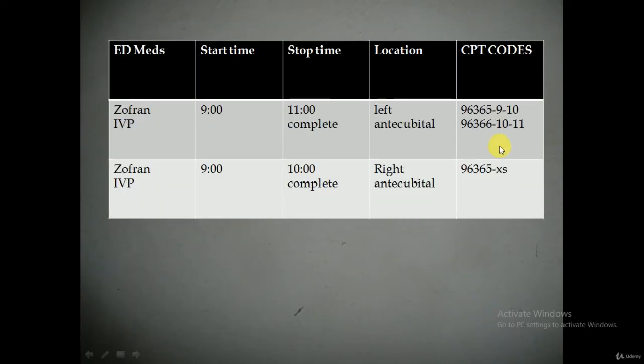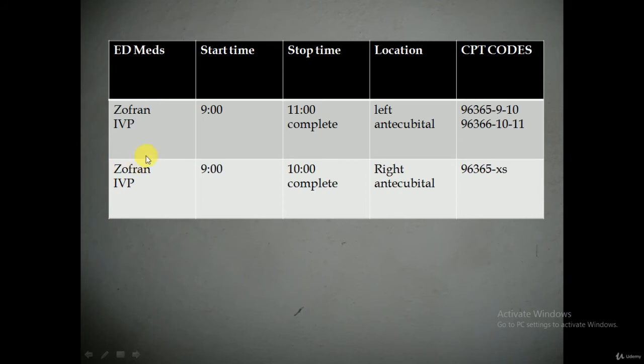That means the initial service is given to the right antecubital region. Okay, so this is the concept. When we give the same service, initial service 96365, but it is given with modifier XS. Why? Because it is given to a different anatomical location. See, this is the left and this is the right. So I am giving the same 96365, but we have to append the XS modifier.